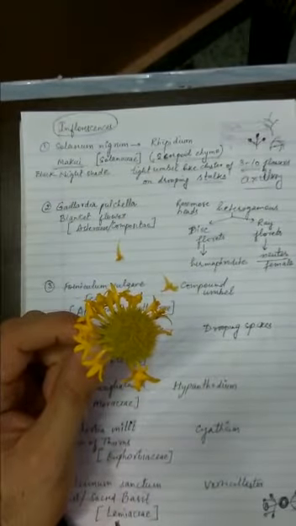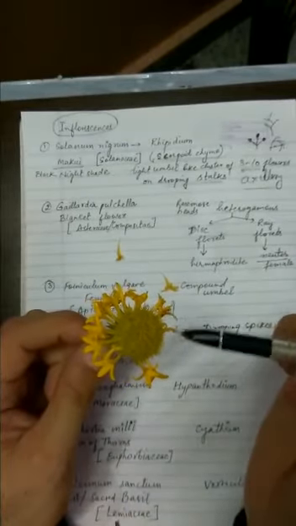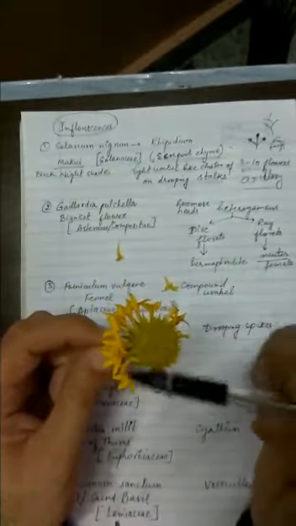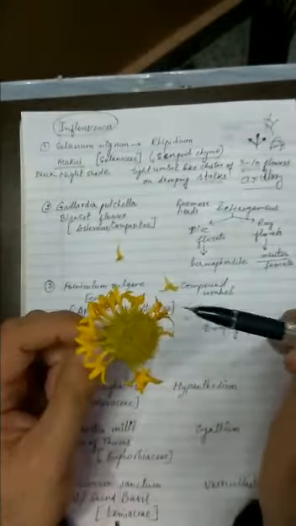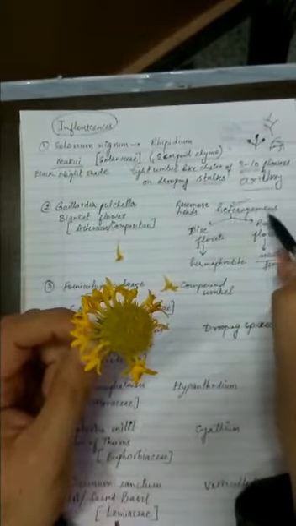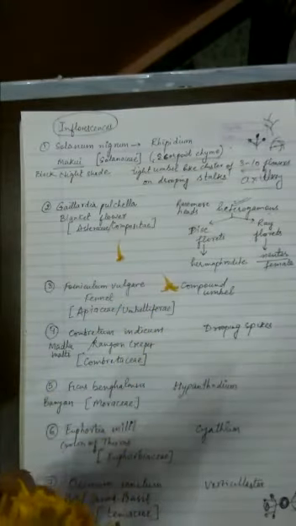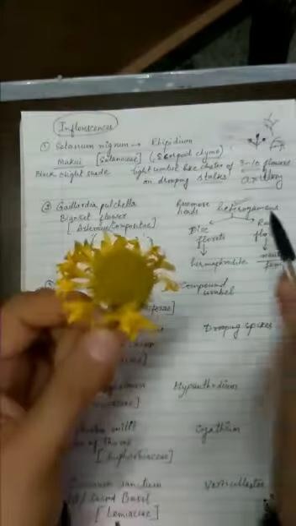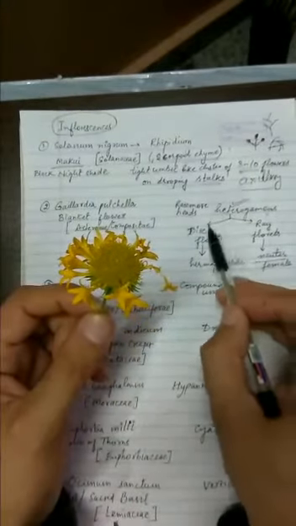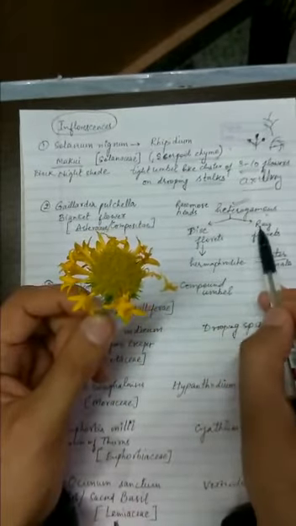It is not like in the case of marigold or genda where all flowers are the same. Here the central flowers are different and the border flowers are different. That's why you call it heterogamous. I found in the assignment students mentioning it as heterogeneous. Please don't mention heterogeneous. It is heterogamous. And then there are two types of florets present here.